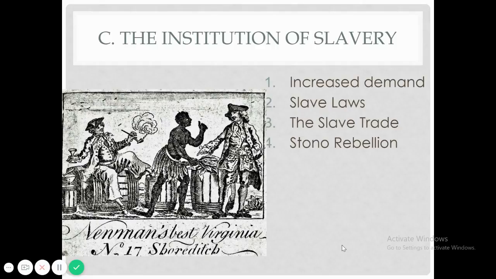One, there was a reduction in migration from people from England. England's economy is back on track, so wages are increasing, so fewer people were leaving England to find better jobs and more money, and so we see fewer migrants, fewer indentured servants come over to the colonies.